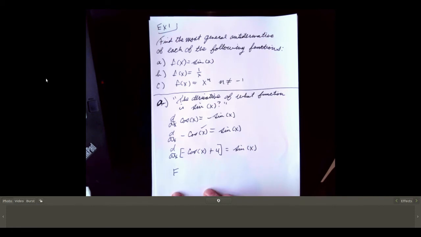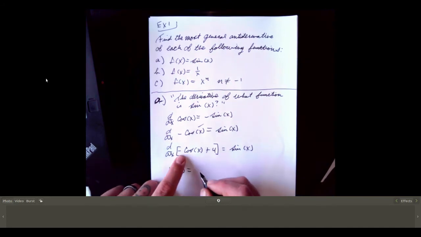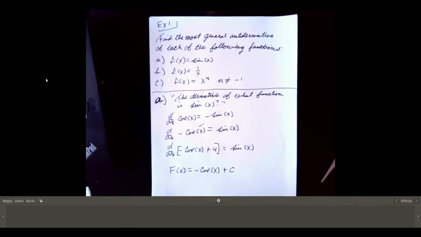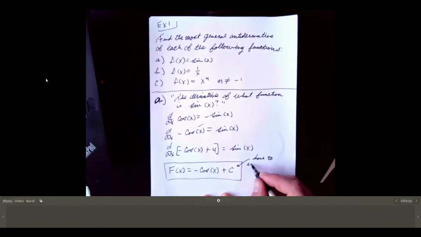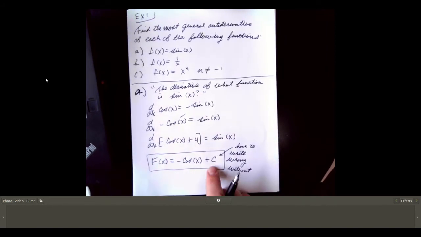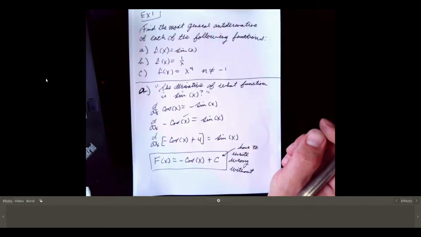Perfect. So the antiderivative of sine of x would be a capital F. The antiderivative of sine of x is going to be this negative cosine of x plus some constant. Your answer would be capital F of x is equal to a negative cosine of x plus c. And you have to write the plus c. Forgetting to write the plus c is like forgetting to write the limit when we're evaluating limits. You have to write the plus c when we're doing these general antiderivatives.